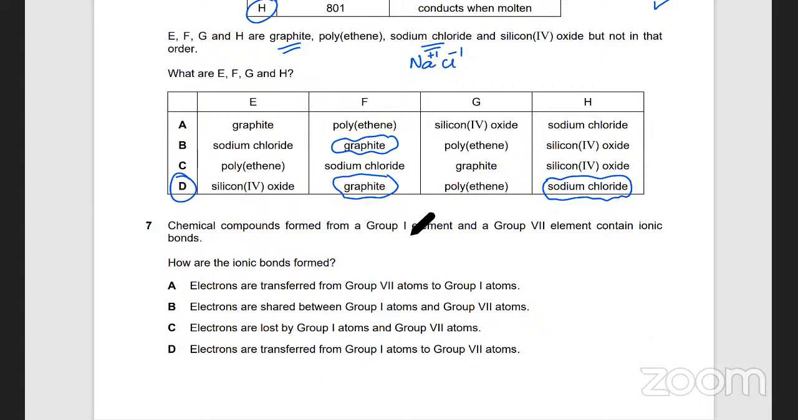Next one: chemical compounds formed from a group 1 element and a group 7 element contain ionic bonds. How are the ionic bonds formed? When you have a group 1 element and a group 7 element, which is the correct option? D. Group 1 is going to lose an electron, just one electron, by the way.